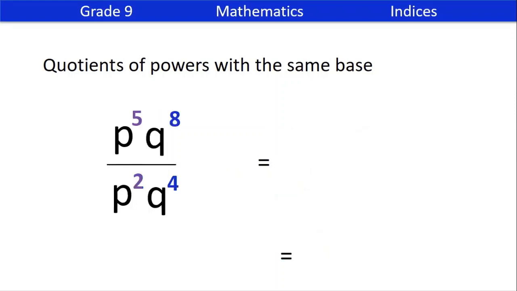Let's try out another example. Here we need to divide p to the power 5 q to the power 8 by p to the power 2 q to the power 4.